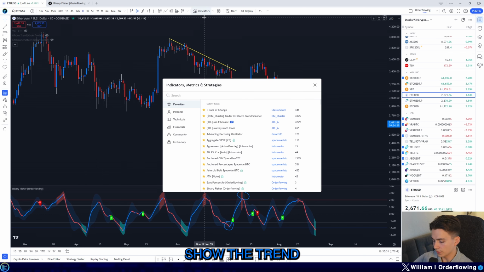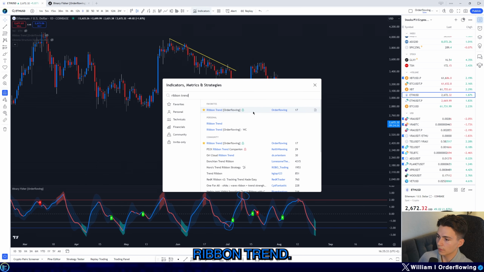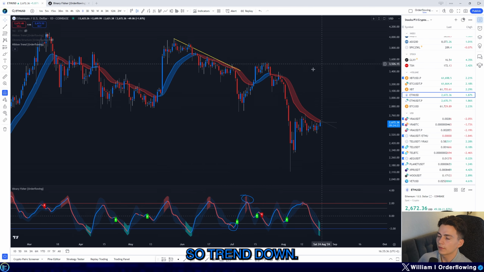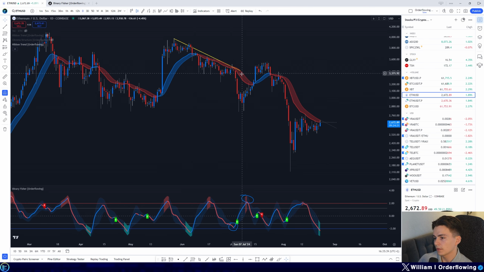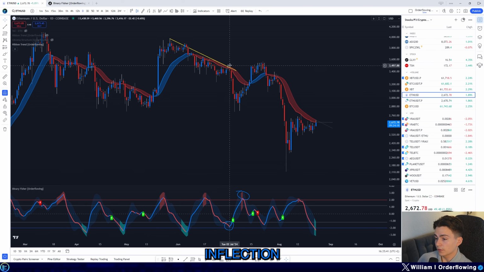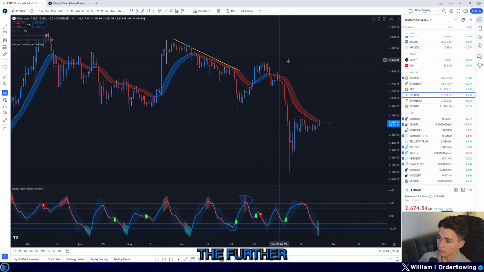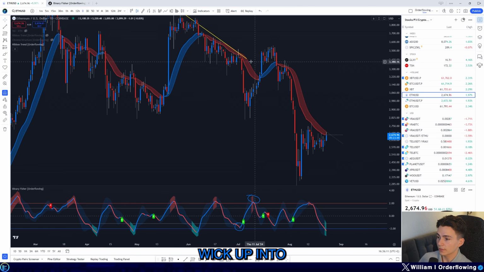And if I want to show trend even better, I can put on ribbon trend. Right, so trend down. And here at this inflection point, before the further push down, we had this wick up into and above trend and then back down. Volatility was at the low point here. So we know that at some point the volatility is so low that something has to happen. And we get the push up in volatility and price breaks further down.